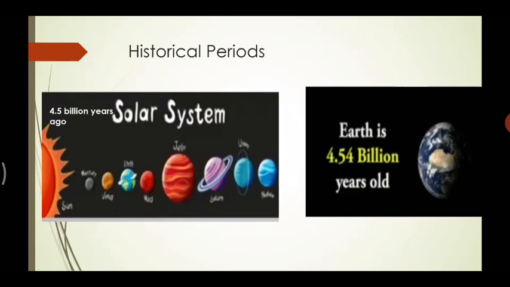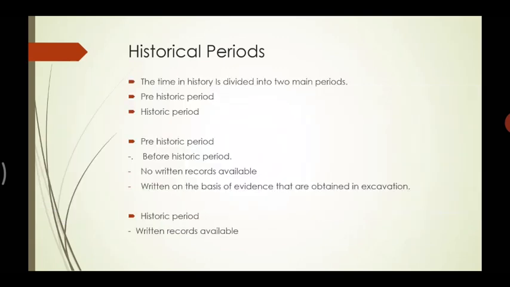Let's move forward. So, what can we do to understand the history? Yes, we can divide the history into periods. So here the history is divided into different parts. For example, prehistoric period and historic period. Now what is meant by prehistoric period? Pre means before. The word pre means before the historic period. That period is called the prehistoric period.